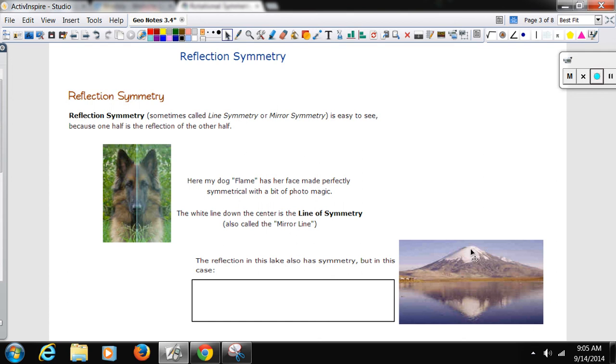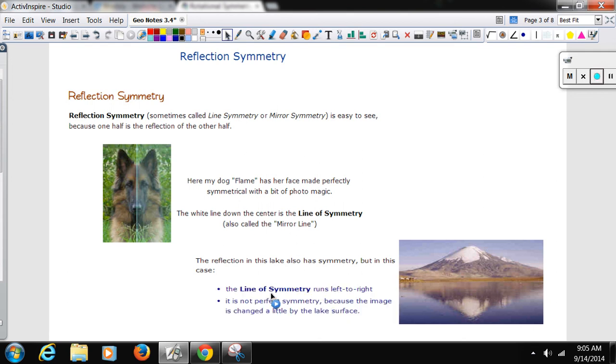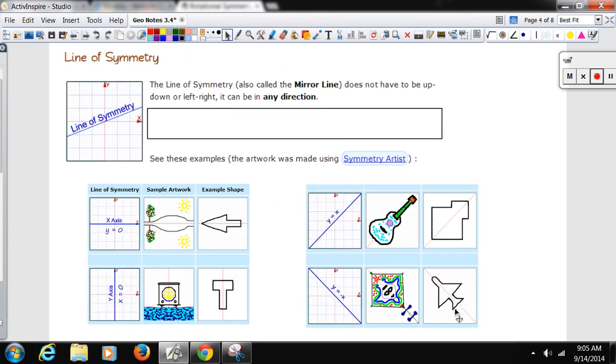Same thing with the mountain on the lake. The line of symmetry runs left to right. It's not perfect symmetry because the images change a little bit by the lake surface, but it's close. And again, you can pause the video if you need to catch up on those. Just moving on a little bit here.